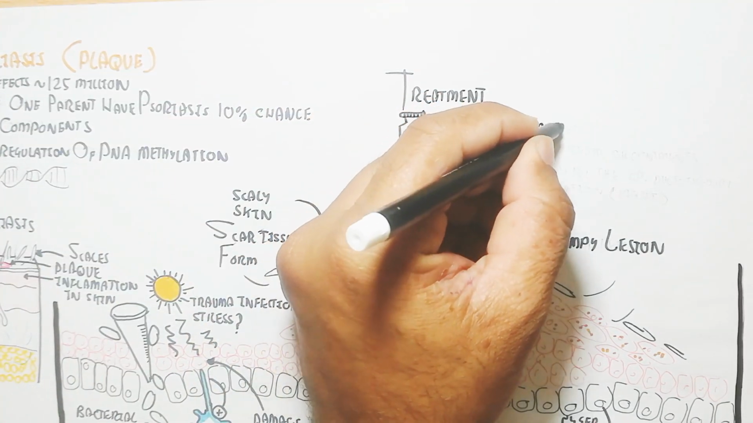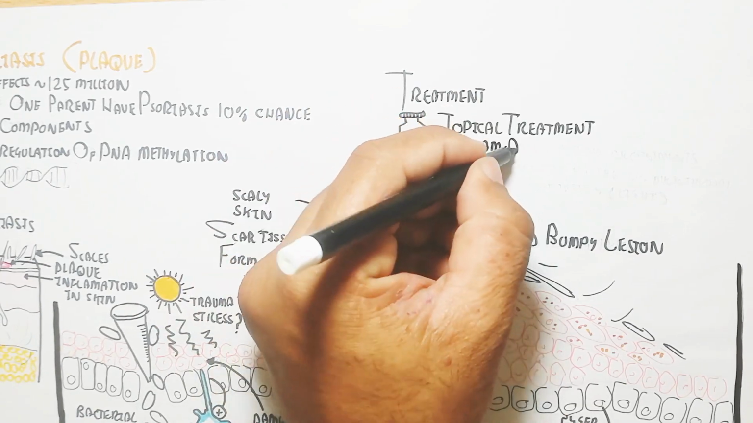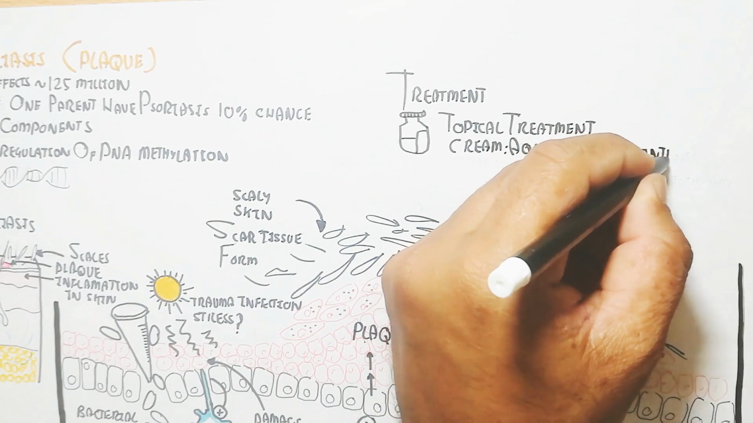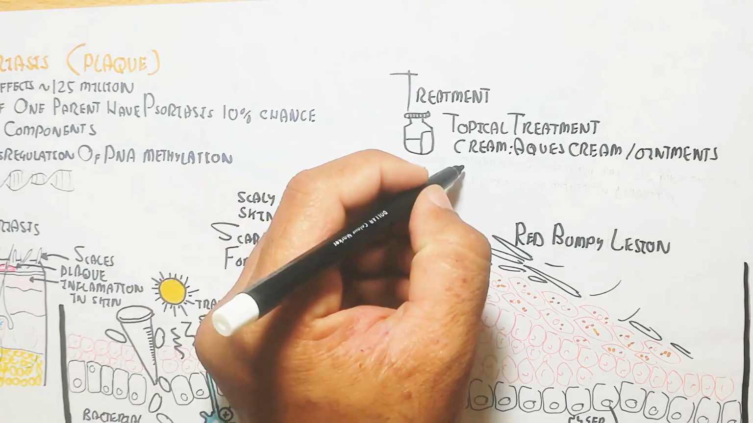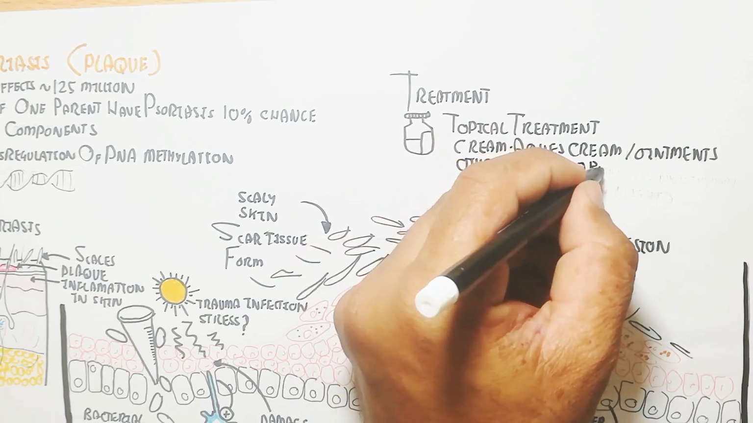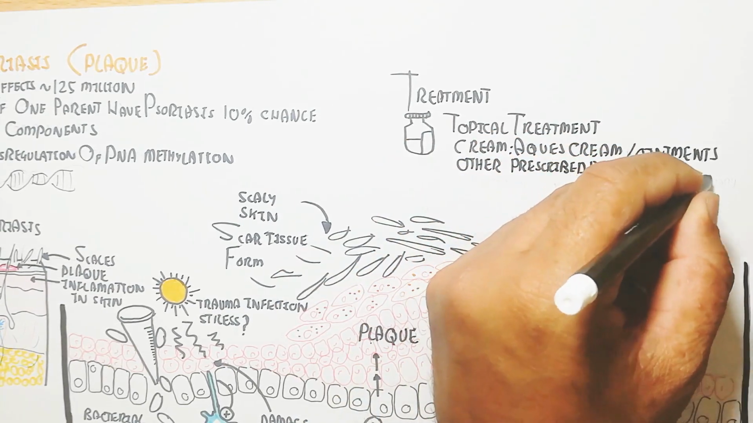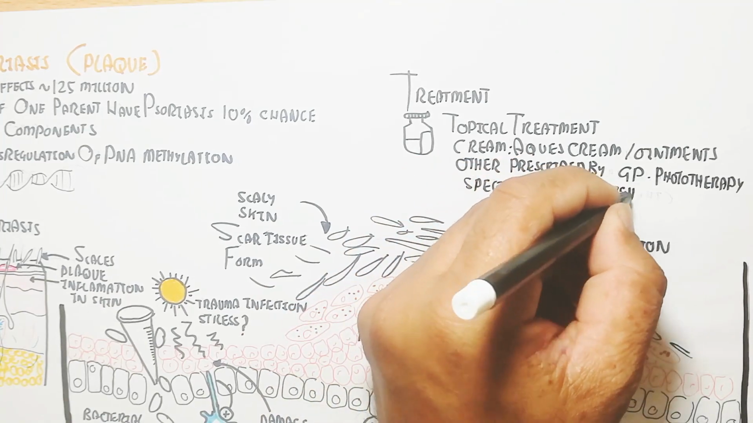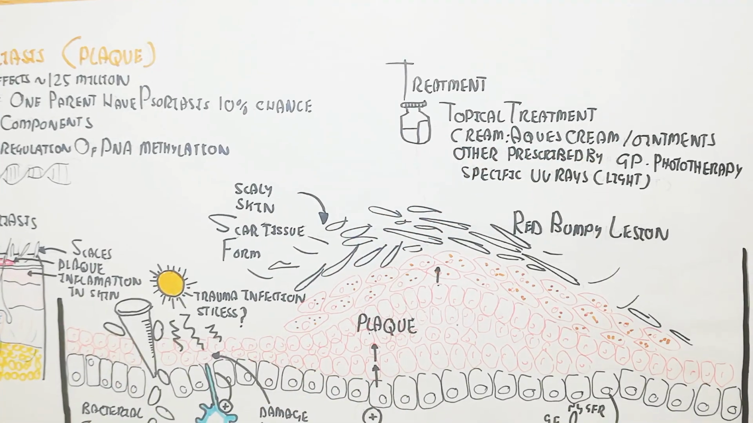The treatment is topical treatment: creams, aqueous cream, ointments or others prescribed by the GP, and phototherapy, using specific UV radiation, specific light for treatment.